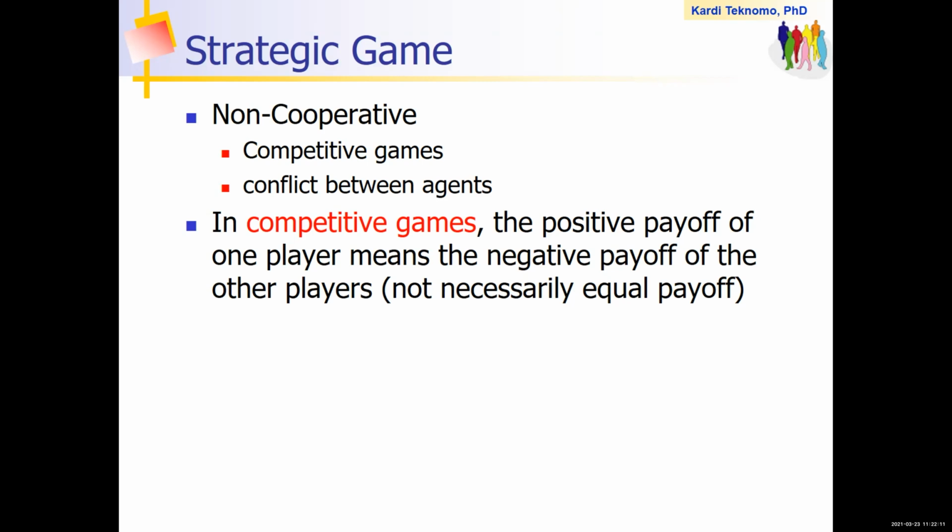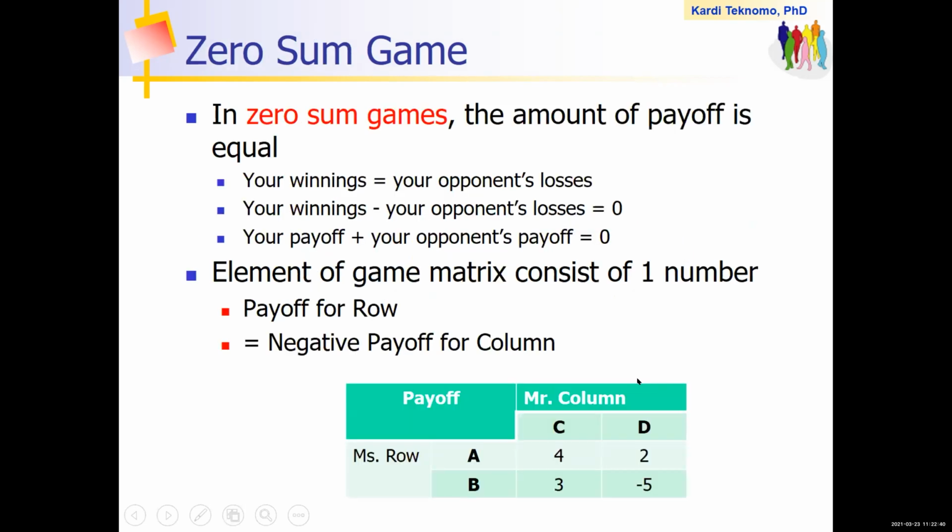Non-cooperative games mean competitive games. So there is some conflict between agents. We discussed last meeting about competitive games where the positive payoff of one player means negative payoff of the other player, with this zero-sum game. But in reality, it is not necessarily equal payoff, right? So this is where we are right now.